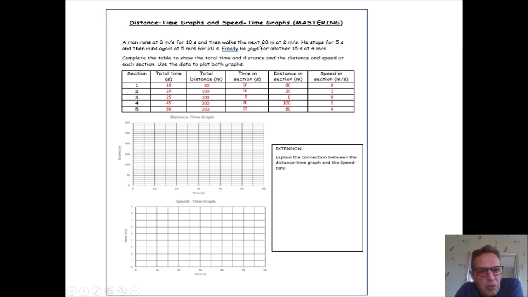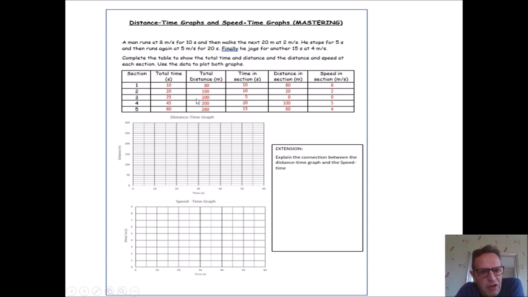So then what did he do? Well, he walks the next 20 metres at 2 metres per second. So this is another 20 metres, so he's now gone 100 metres altogether. In that section he's done 20 metres. It took him 10 seconds to do that. 20 metres at 2 metres per second is 10 seconds, which means the total time is now 20 seconds, and the speed in that section, as it says, is 2 metres per second. Okay, then he stops for 5 seconds, so we've done 25 seconds altogether now.